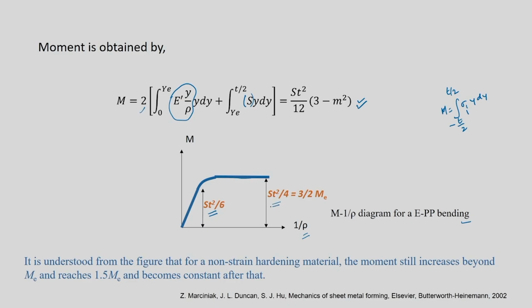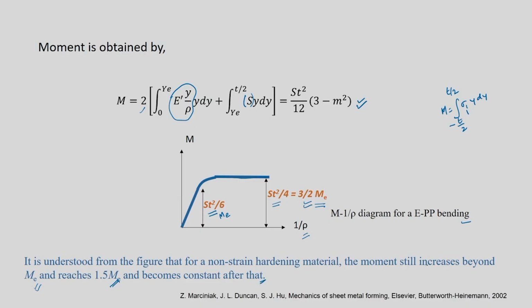And we also previously derived that MP by ME is nothing but 3 by 2. So, I can write this as 3 by 2 ME, which is S T square by 4. In this way we can interpret it from this particular figure: for a non-strain hardening material, the moment still increases beyond ME and reaches 1.5 times ME and becomes constant after that.